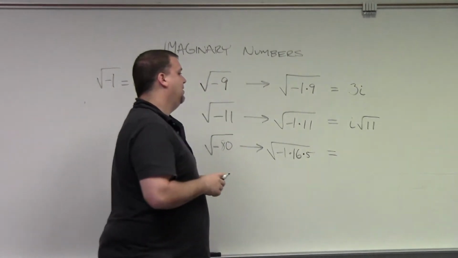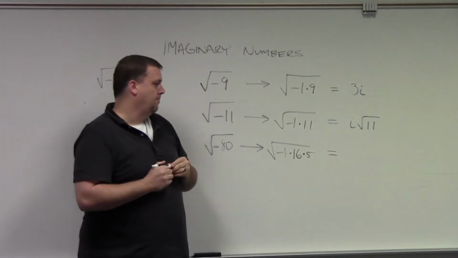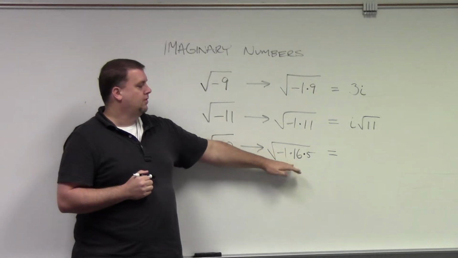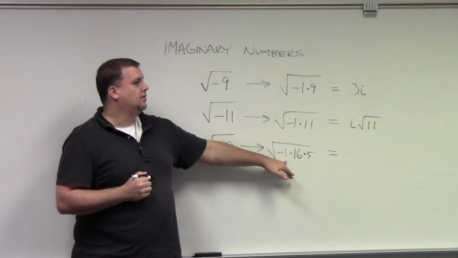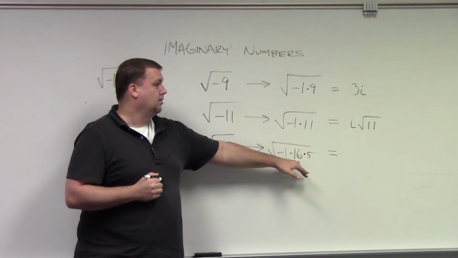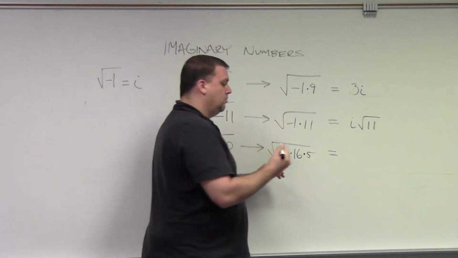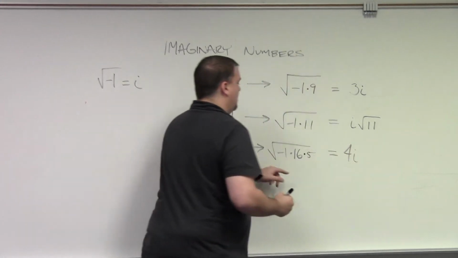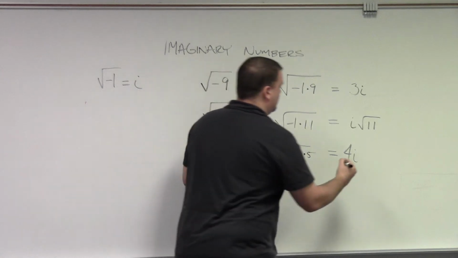So how do you think we'd write this one? What could come out of the radical? Square root of -1 is i. Square root of 16 is 4. So a 4i would come out. And I still have that square root of 5 left over.